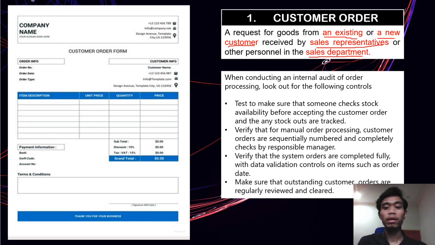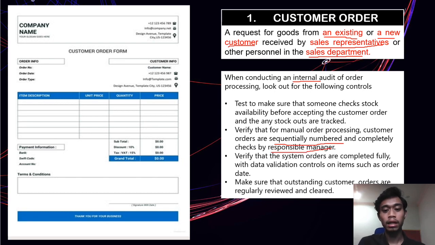Alright, so when conducting an internal audit of order processing, we might need to look out for the following controls. So the first one, we need to test to make sure that someone checks stock availability before accepting the customer order and any stock is tracked. Okay, so the second one, we need to verify that for manual order processing, customer orders are sequentially numbered and completely checked by the responsible manager.